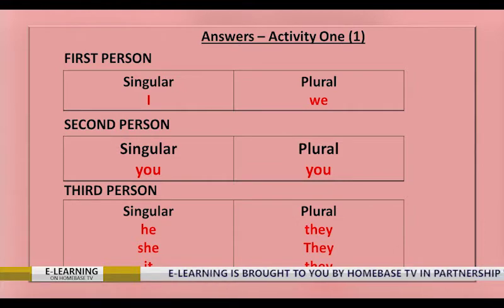So the first person singular, we have I. The plural, we have we. The second person, we have you as the singular form. Then the plural form, again we have you. Then the third person, we have he, she, it. All these are the third person pronouns. When we come to the plural form, it is indicated by the word they. Good. I hope you all had it right.